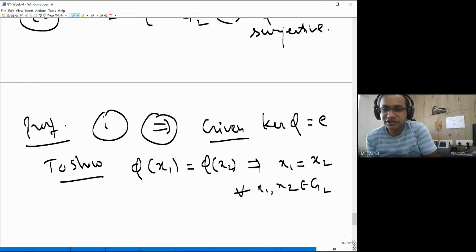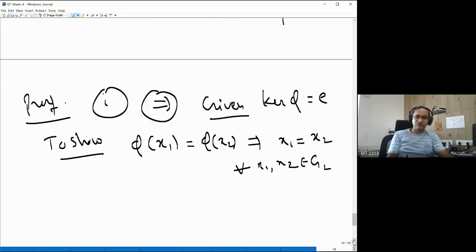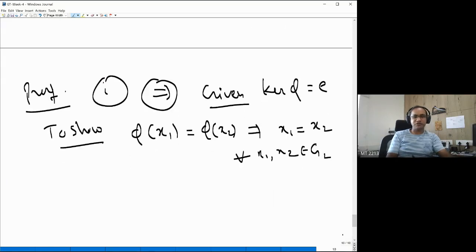Yes, what Abhinav says is that this is somewhat similar to what you have done in linear algebra, something like the rank-nullity theorem. It's an analog to that in a way. There also you have the definition of kernel and image. That's what it is here. So, okay, to show phi of x1 is phi of x2 implies x1 is equal to x2, let's do that.